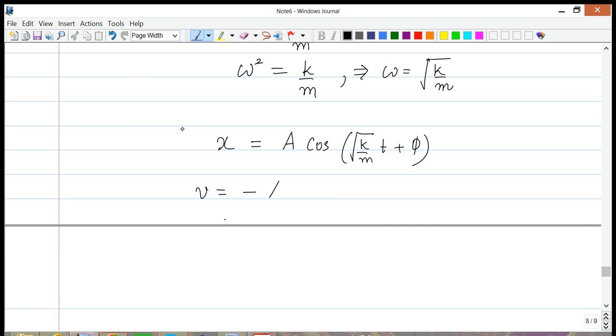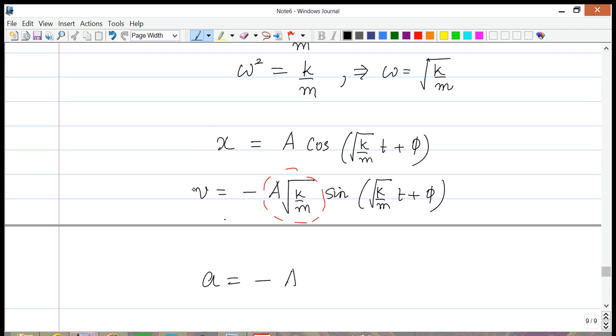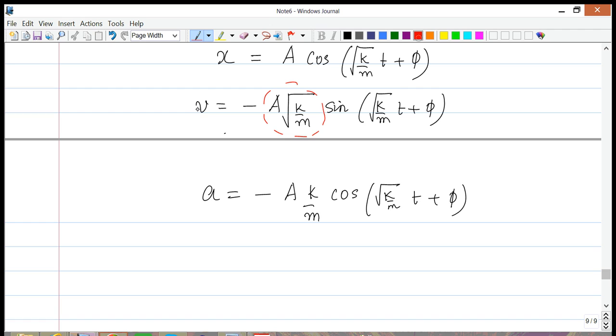V is equal to negative A times square root k over m times sine of square root k over m t plus phi. So now the maximum value for V happens to be A times square root k over m, and the acceleration is negative A times k over m, which is what we expect, times cosine of square root k over m times t plus phi. Okay, and the maximum value the acceleration can take is this.